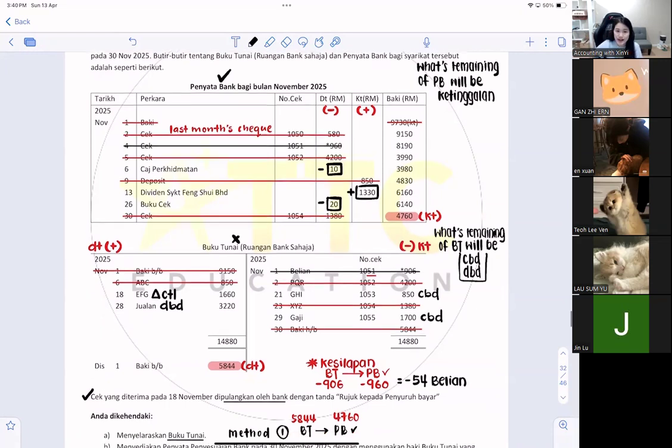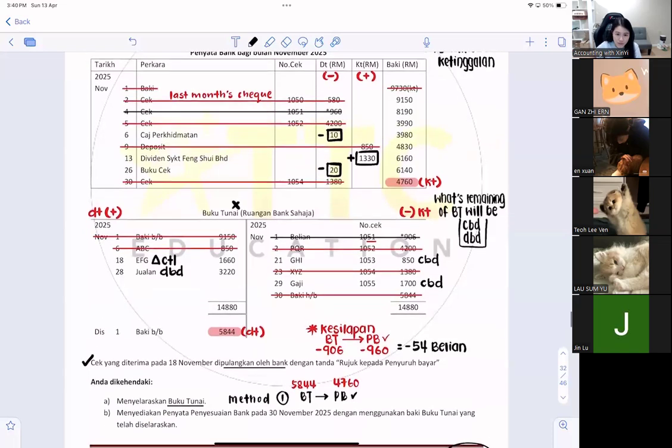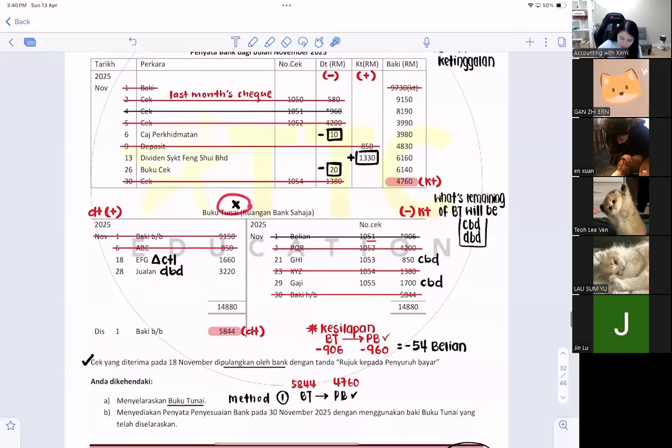And as for the last 3 factors below, Buku Tunai is wrong. When they plus, do I still want to plus? No, you want to make it 0. So from positive to 0, I have to actually minus it out. And if I want to make it from negative to 0, then I have to plus. Okay, so we have already finished all of the process of penyesuaian bank.